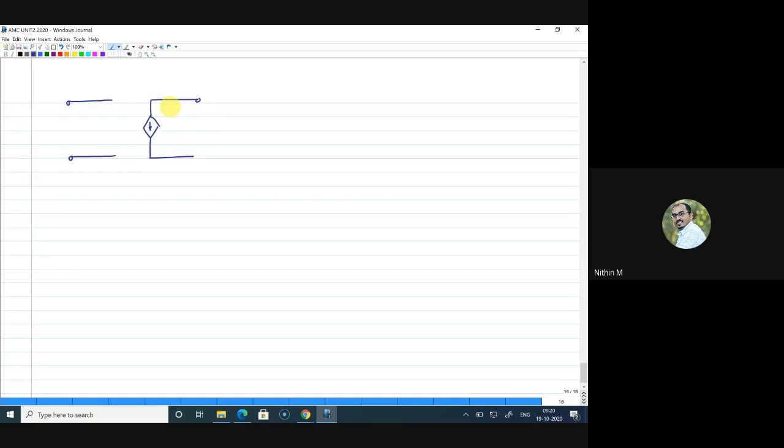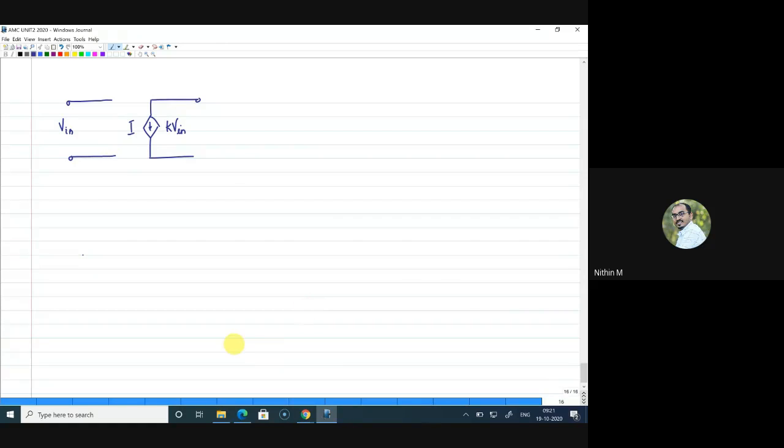Say I have a dependent current source. Say this voltage is V in, and this current source has some value, say I. Now that I depends on this V in. So I is K into V in, right? That means the device is behaving as a voltage dependent current source. So there is a controlled current source here, and this current source depends on voltage V in. Now, how can I say that I can use this as an amplifier?